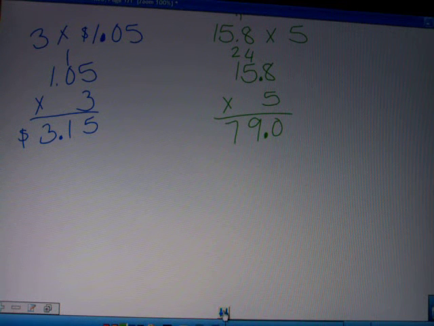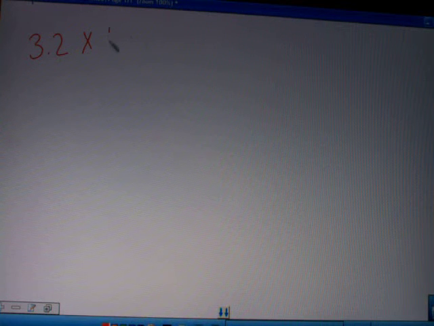So the next thing I want to go through with you, I'm going to give you some multiplication problems. And I'm going to give you the product. And what I'd like for you to do is plug in where the decimal point goes.